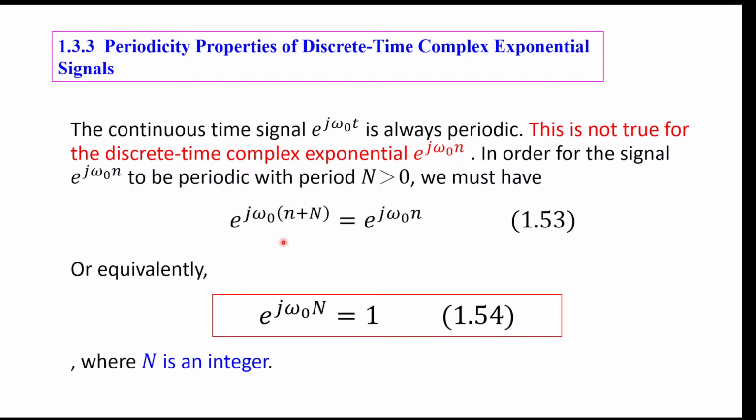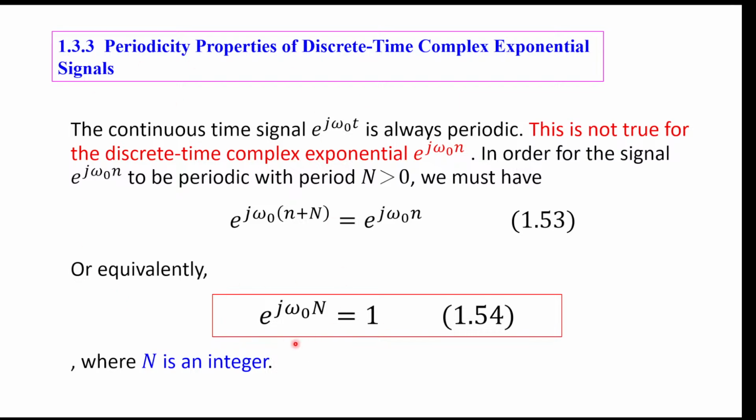So you want e to the j omega naught (n plus big N) equal to e to the j omega naught n. This is just the condition for a periodic signal, for some N, and that means that e to the j omega naught N equals 1, but this N needs to be an integer. For the continuous time case, this can be anything, so you can always say that it is 2 pi divided by omega naught. But for the discrete case, 2 pi divided by omega naught may not be an integer. In that case, the signal is not periodic.